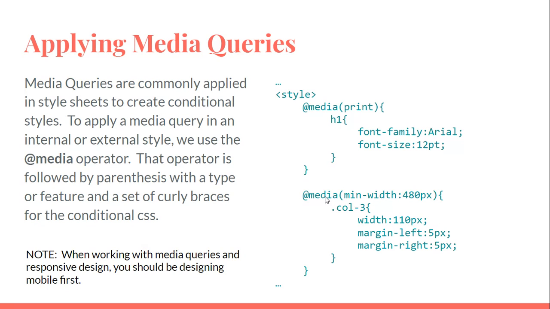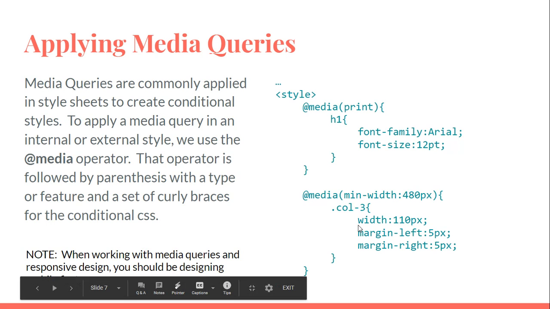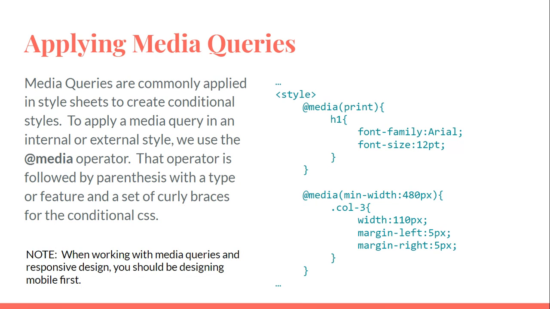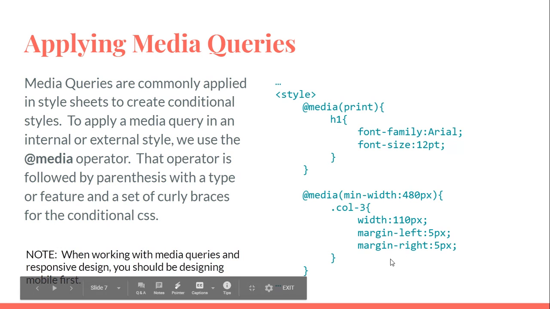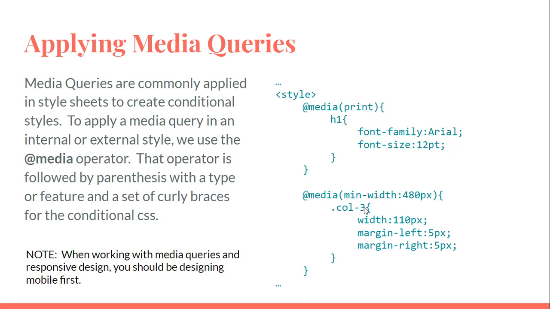Another media query that's happening here is I'm saying for the minimum width of 480 pixels, which means this rule is only going to apply when the width of our viewing area is 480 pixels or bigger. Less than 480 pixels, this will not apply. What I'm saying is that this class col-3 is going to have a width of 110 pixels, and it will have a margin left and margin right of 5 pixels. Remember, when working with media queries and doing responsive design, as always, you should be designing mobile first. In other words, designing the smallest first, and then as it expands and you find places where it doesn't work as well as you would like it to, that's the point where you start to make changes and things.